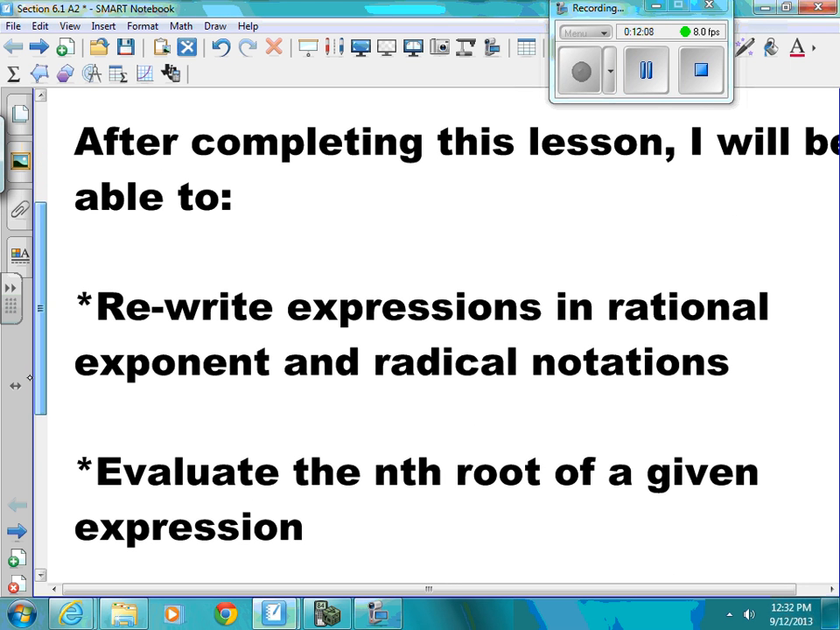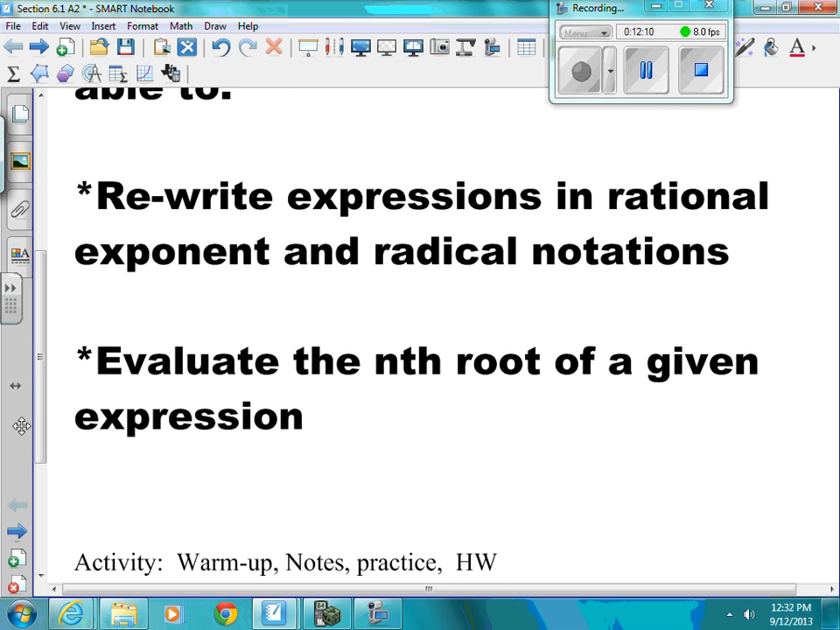I believe we did. We did rewrite expressions and we evaluated various roots of a given expression. We'll have more practice tomorrow in class. Bring your notes ready to be checked, and we'll see you tomorrow.